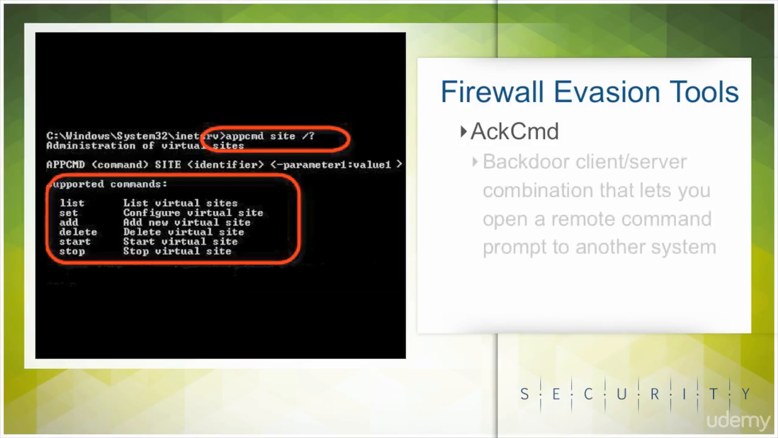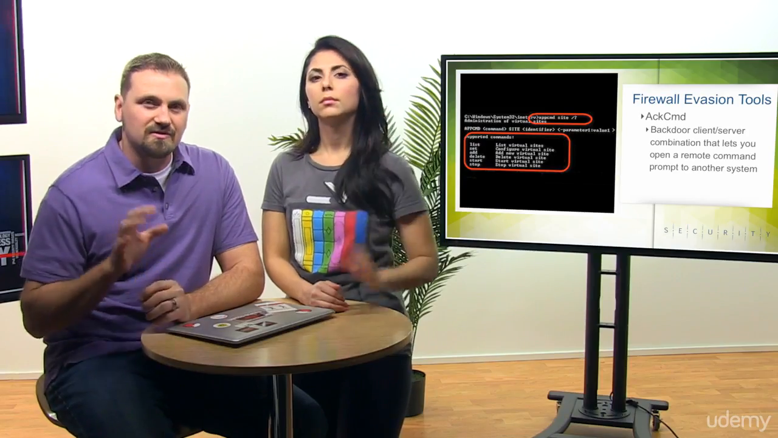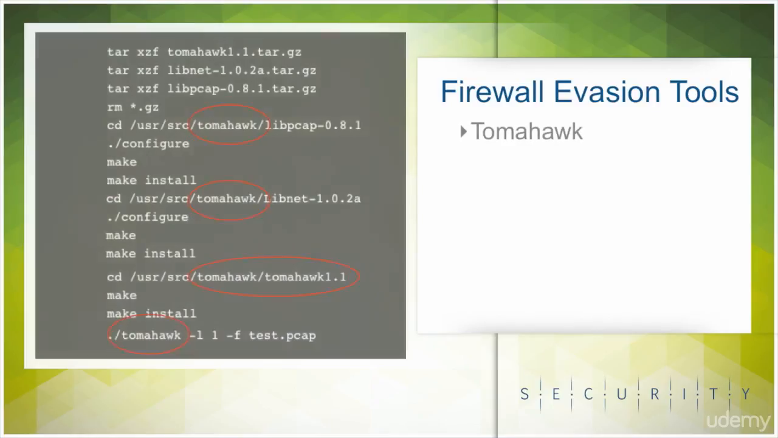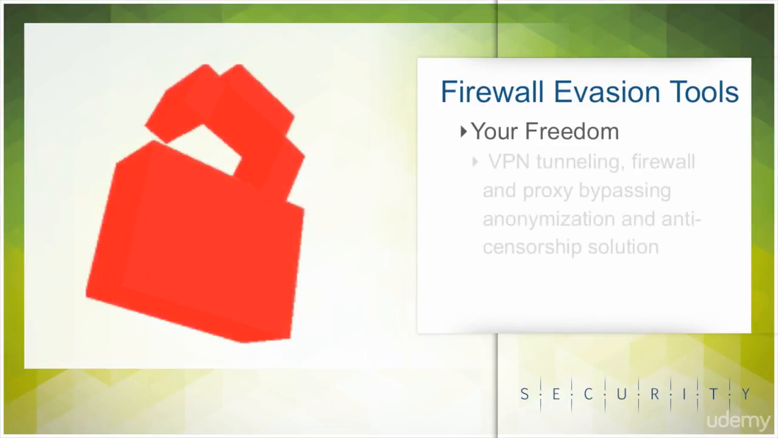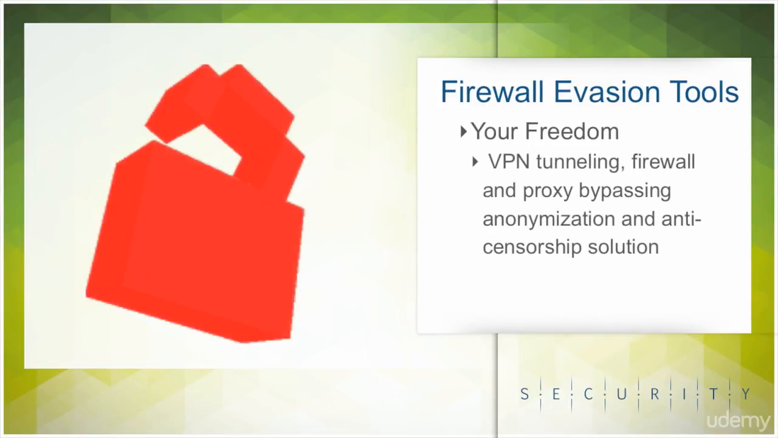Now, Act Command is a backdoor client-server combination that lets you open a remote command prompt to another system running the server part of the Act command. It communicates using only TCP ACK segments. This way, the client component is able to directly contact the server component through a firewall. Tomahawk is a command line tool for testing network-based intrusion prevention systems, or NIPS. And Your Freedom is a VPN tunneling, firewall and proxy bypassing, anonymization, and anti-censorship solution.